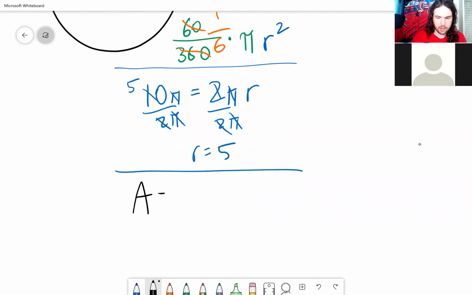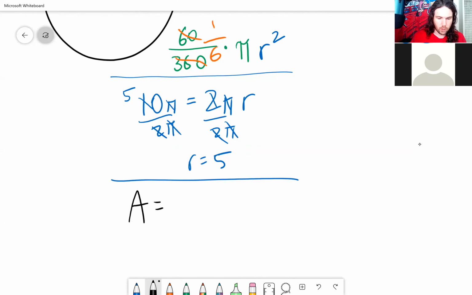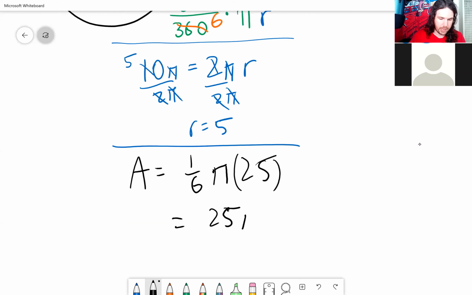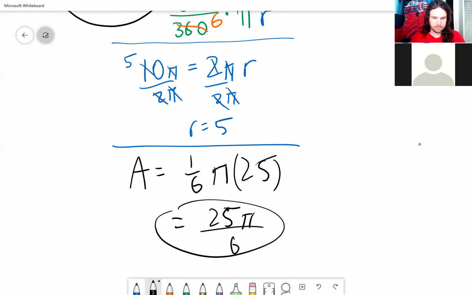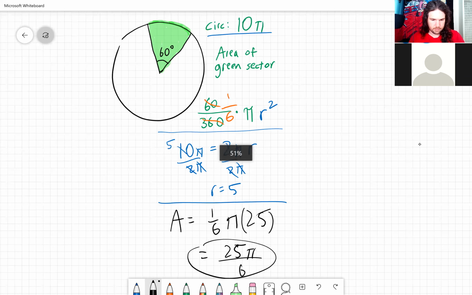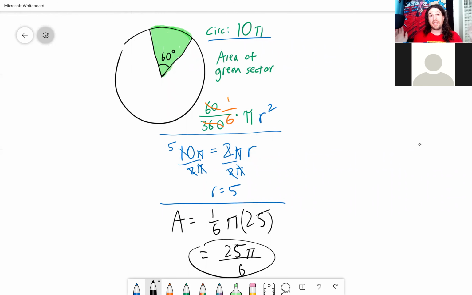So we get area of the wedge is 1/6 times pi times the radius squared, which is 25. We get 25 pi over 6. Boom. That is the short version of every assignment that is currently out for Khan Academy this week.